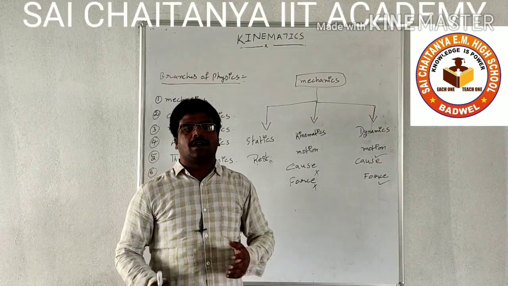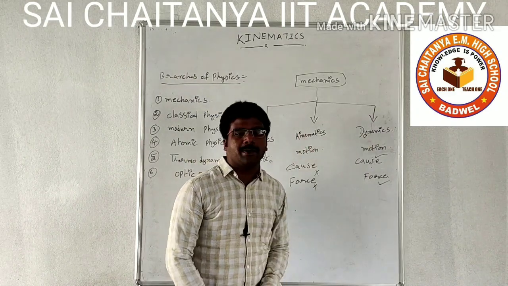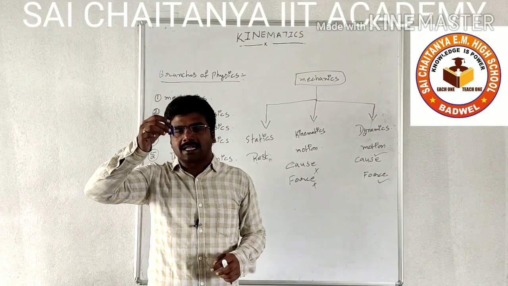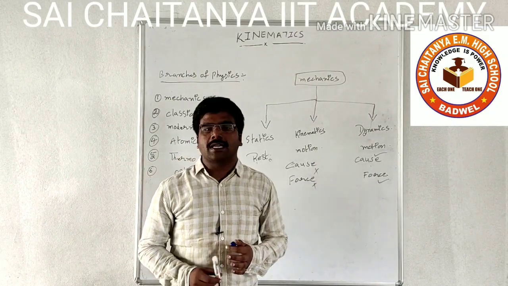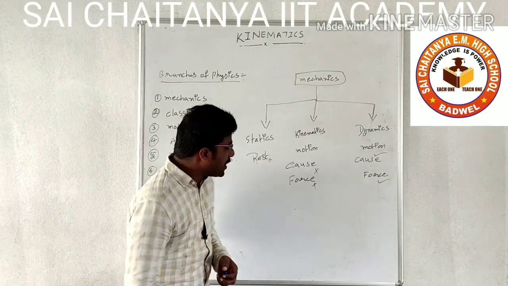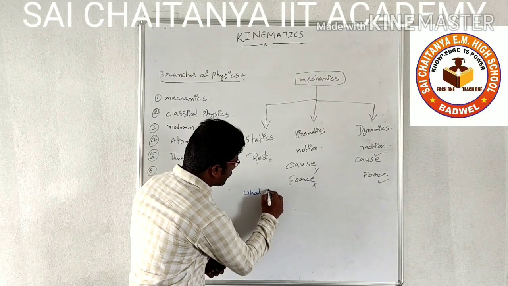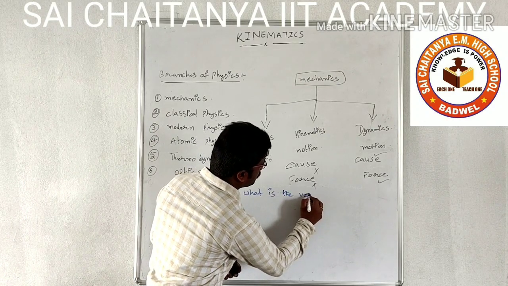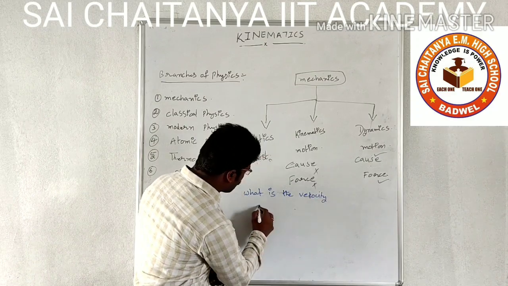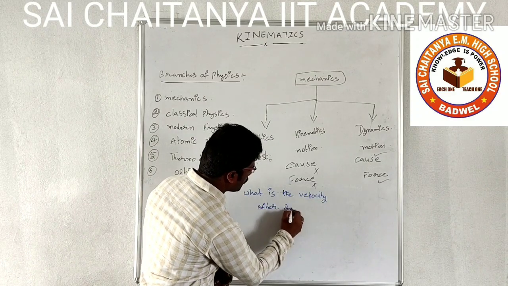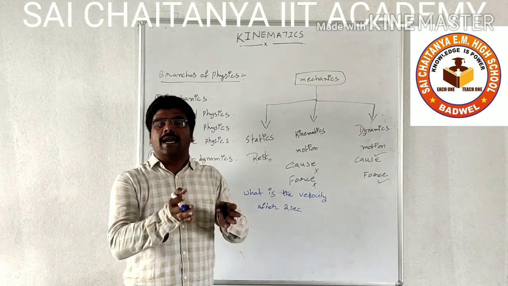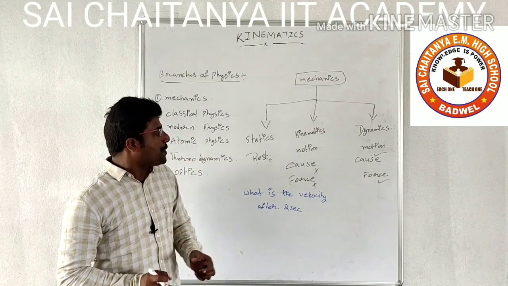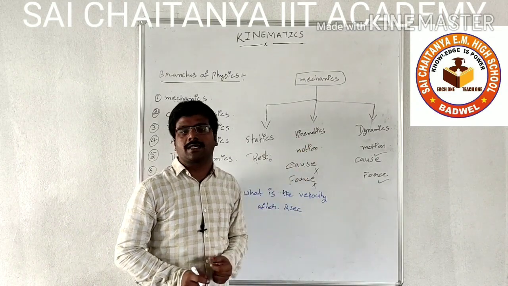We are going to differentiate kinematics and dynamics with an example. For example, take a cap and release the cap. In kinematics, we are going to discuss what is the velocity of the cap after 2 seconds, with what velocity it touches the ground, and what is the time taken to touch the ground. These are the topics that we discuss in kinematics.